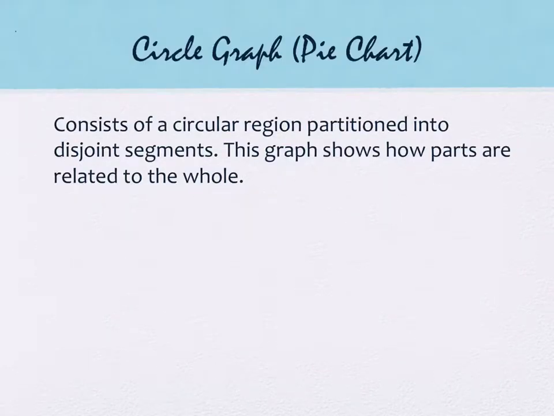All right, so this consists of a circular region partitioned into disjoint segments. This graph shows how parts are related to a whole. I feel like this is the third time we've talked about a part-to-whole kind of thing, and this shows a really good part-to-whole relationship, whereas bar charts show really good comparison relationships, part-to-part.